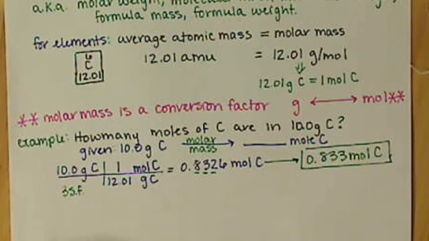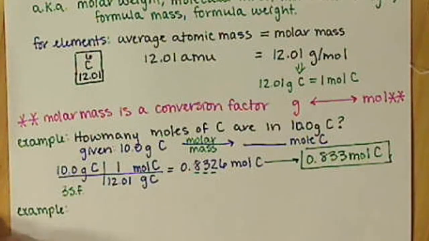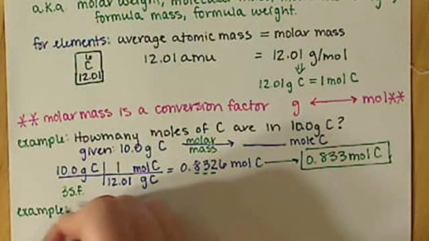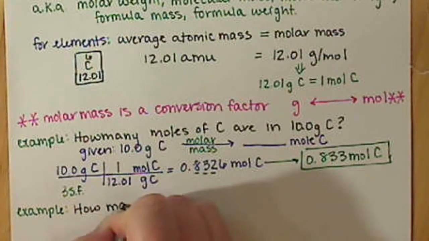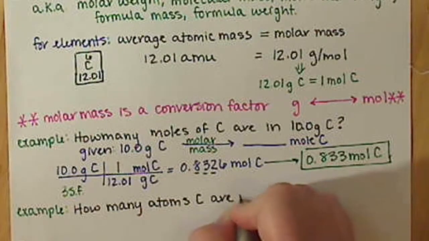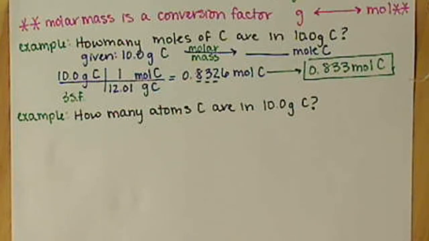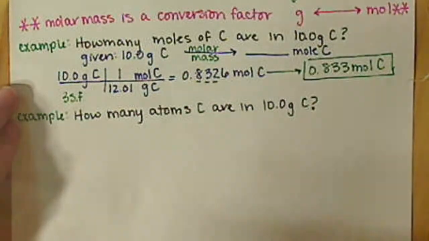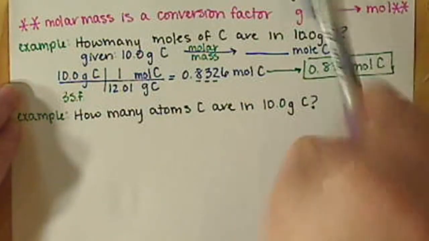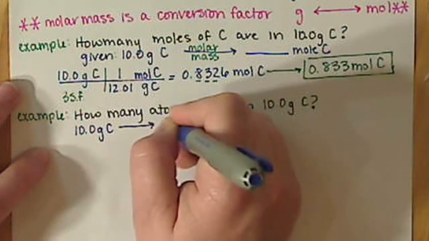All right. What if I wanted to know how many atoms of carbon are in 10 grams? In this case, now we're still going to involve our molar mass. And we're going to do this same step that we did here. We're still going to start with our 10.0 grams of carbon, convert that to moles of carbon.